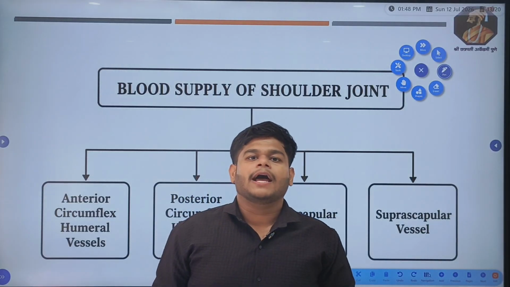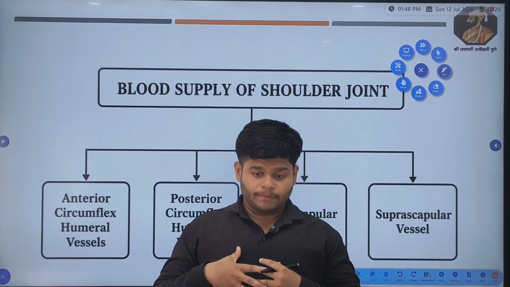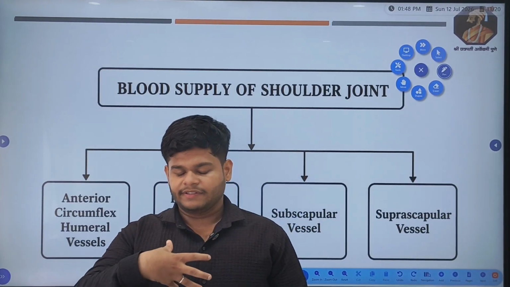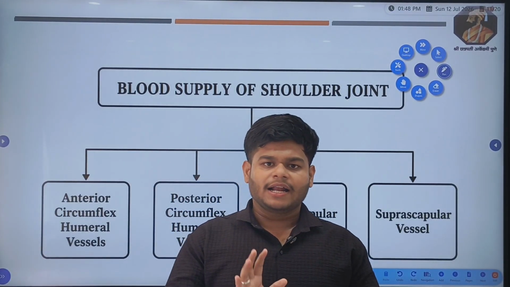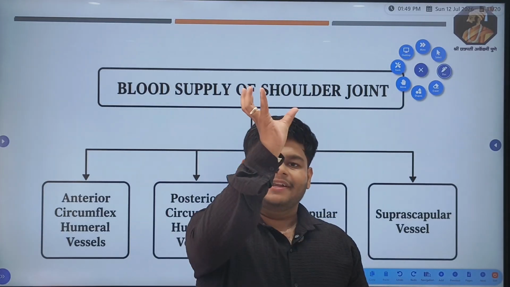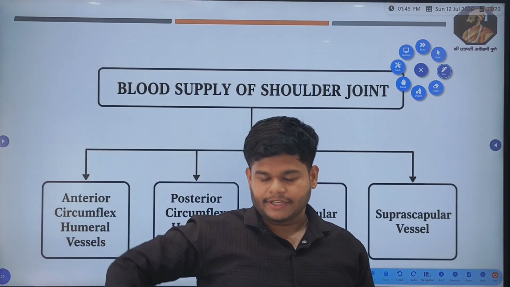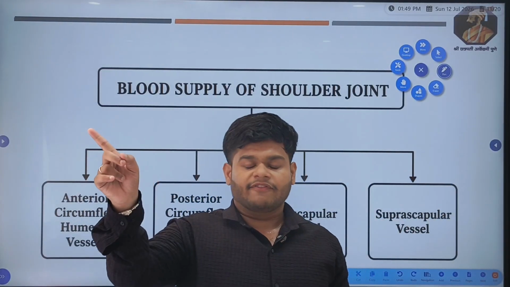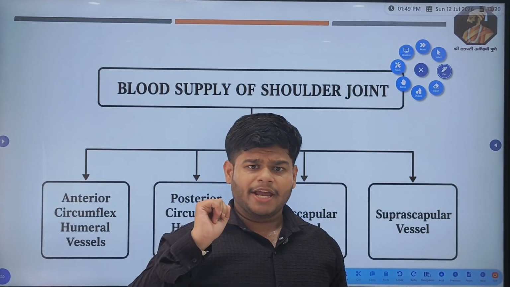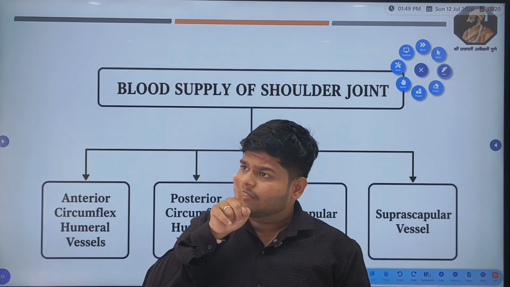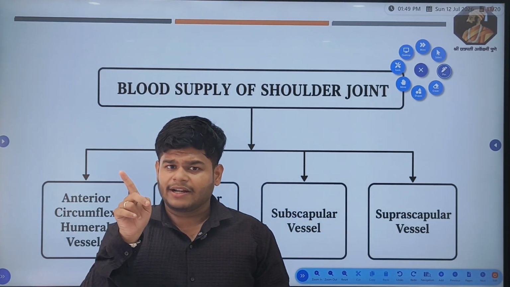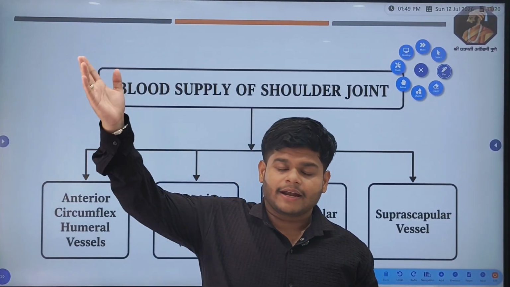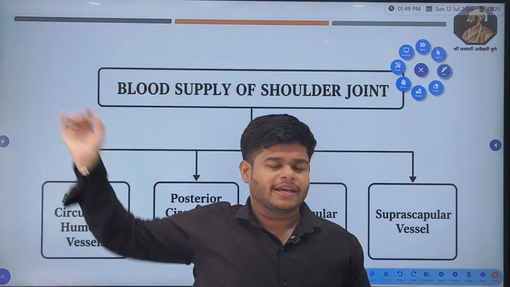Whenever we see the blood supply, remember, start from the heart. After the heart, the heart gives aorta: ascending aorta, arc of aorta, descending aorta. This arc of aorta gives three branches: left subclavian, brachiocephalic. Now this left subclavian artery further gives a branch called the axillary artery, and this axillary artery further gives many branches. Then there is a brachial artery.